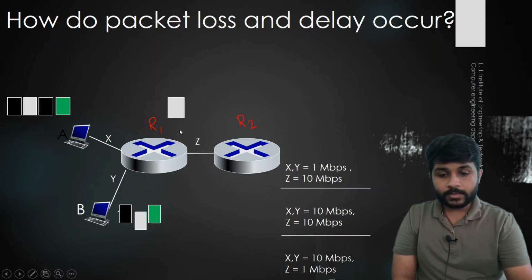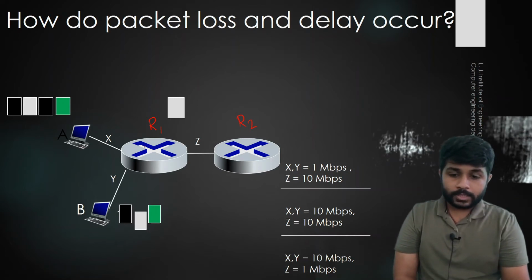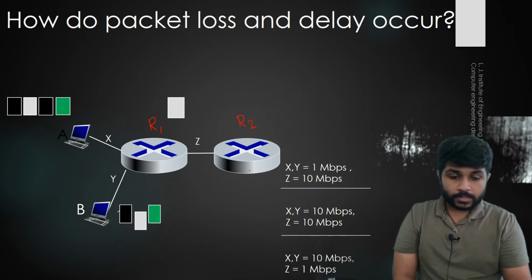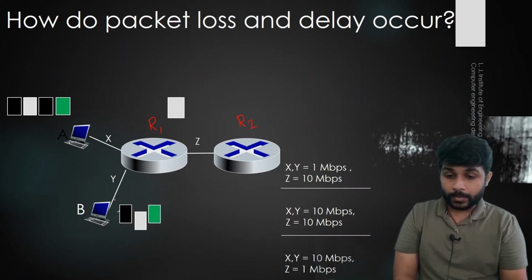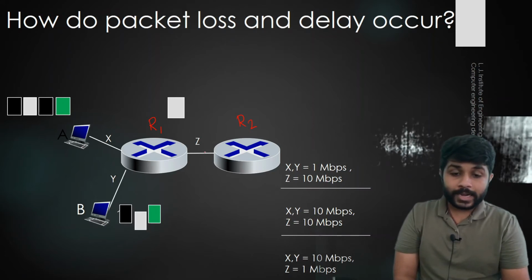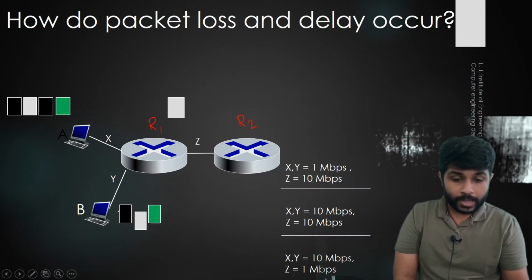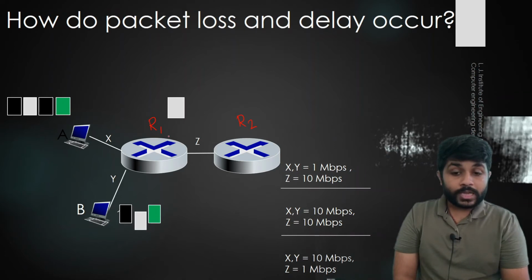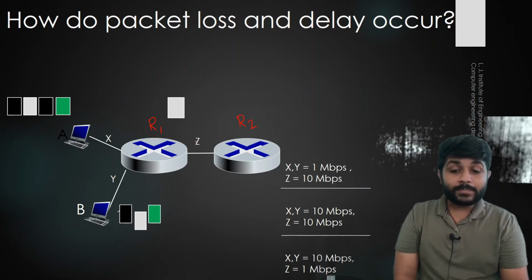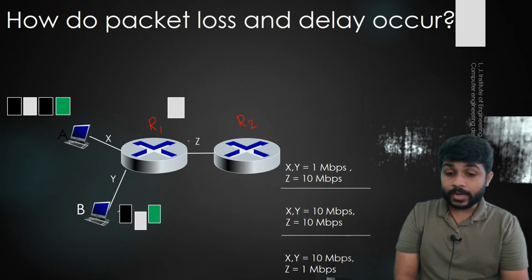Now let's consider the last situation. In the last situation, the router is receiving data at 10 Mbps, because X and Y are 10 Mbps. So R1 will receive data at a very high rate. But because Z is only 1 Mbps, R1 is not able to forward those packets at that high a rate.